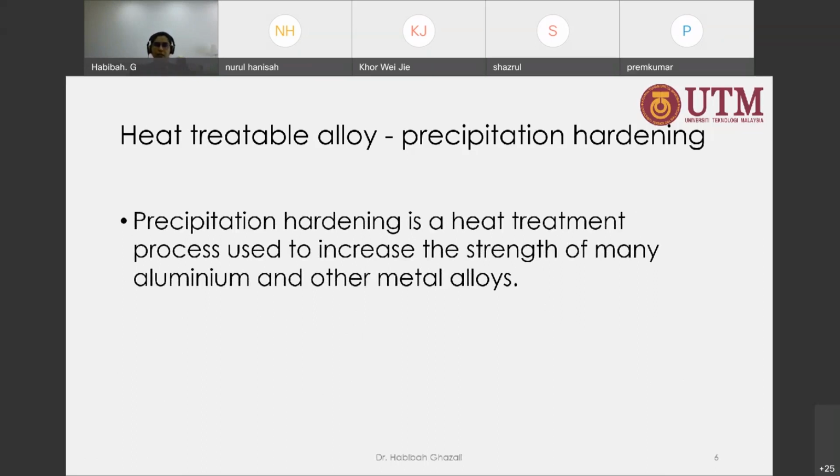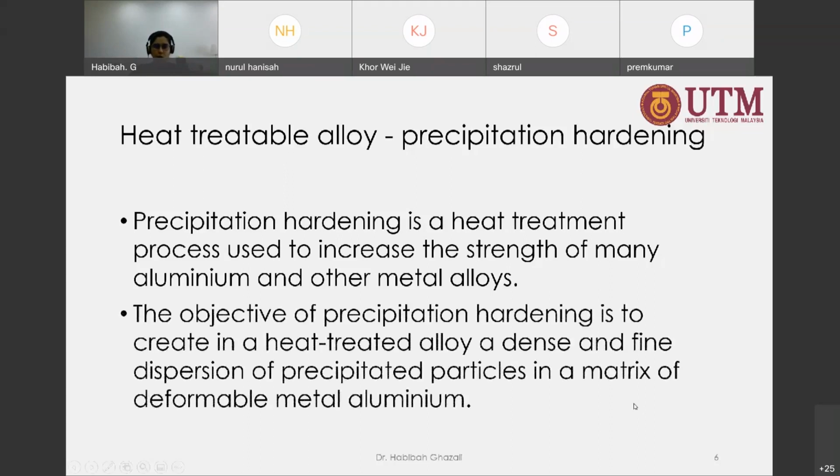So precipitation hardening is a heat treatment process used to increase the strength of many aluminum alloys and also other metal alloys. The objective of precipitation hardening is to create a heat-treated alloy with a dense and fine dispersion of precipitate particles in a matrix of metal, aluminum or copper.